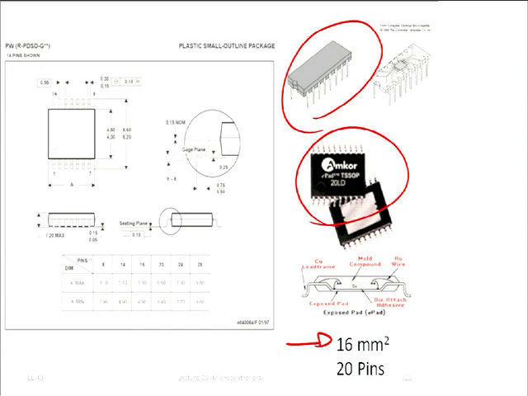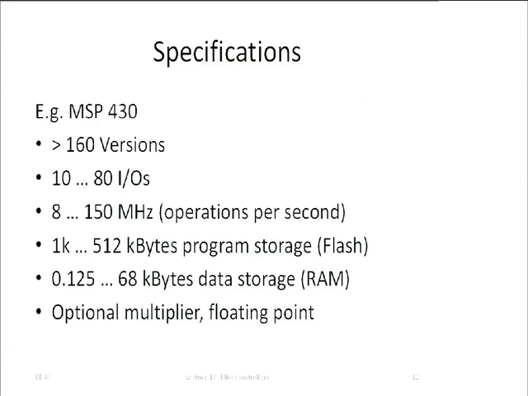So here are some of the specifications. This is a particular one, the one that we use in the laboratory. There are hundreds of different versions available, and they really distinguish themselves: some have only a very small number of inputs and outputs, and others have maybe 100 or so. They go at different speeds, 8 megahertz all the way up to 150 megahertz. How would you choose this? What's the best thing?